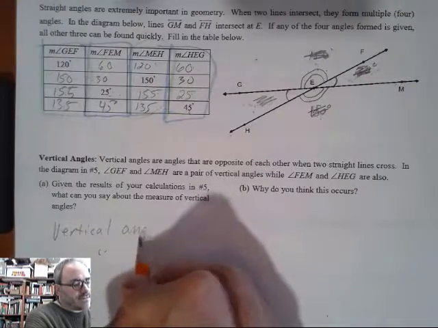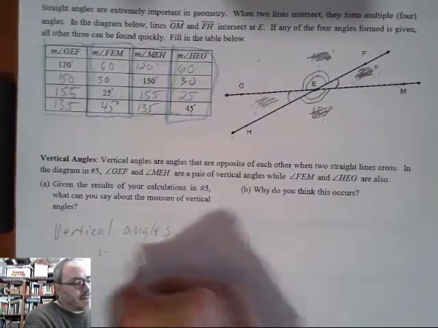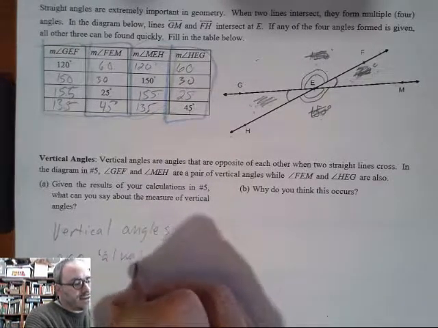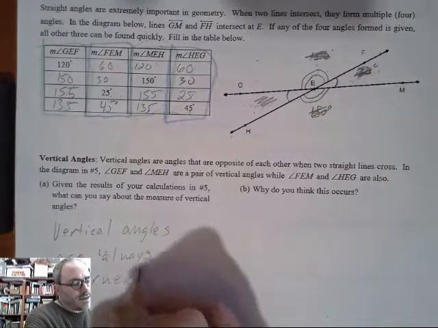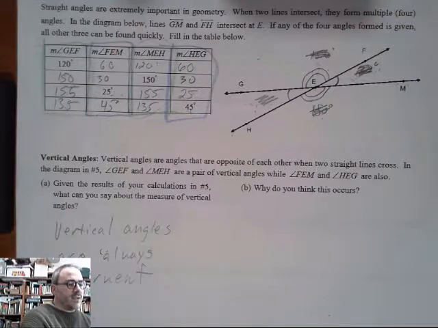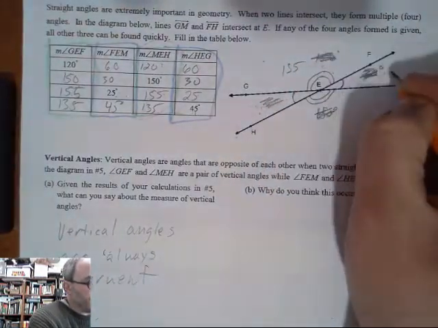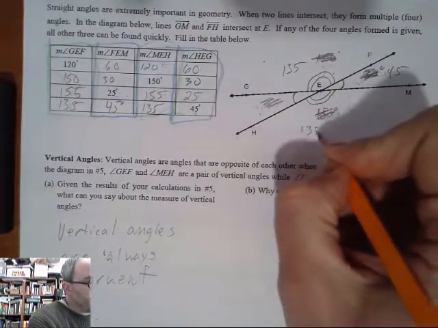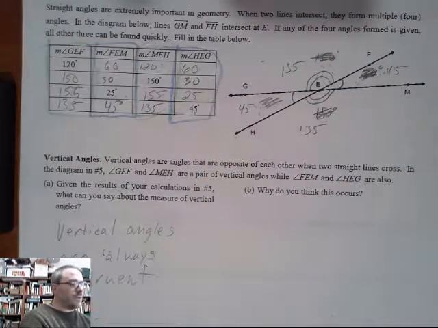Well, vertical angles are always congruent. Right? And we can see that too. If this is 135, let me show it to you a different way. Let's use our last numbers.